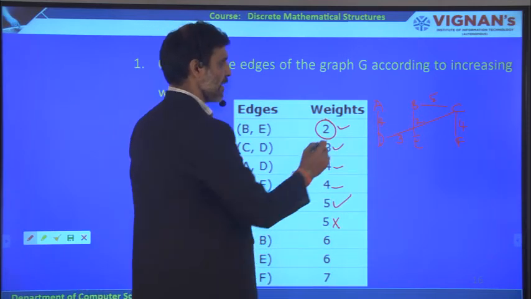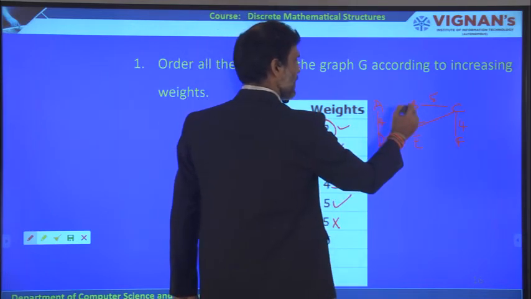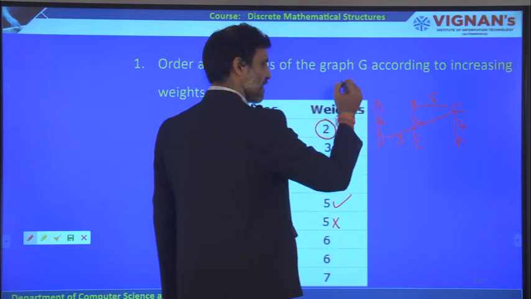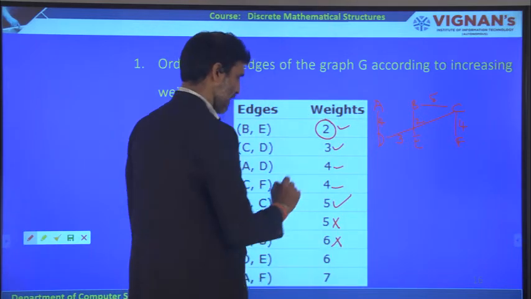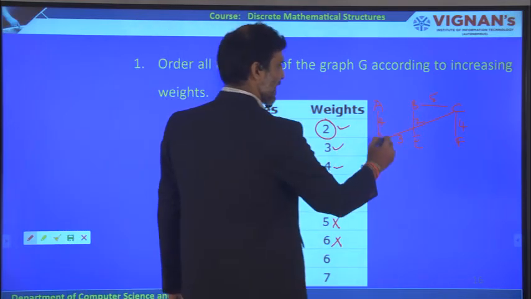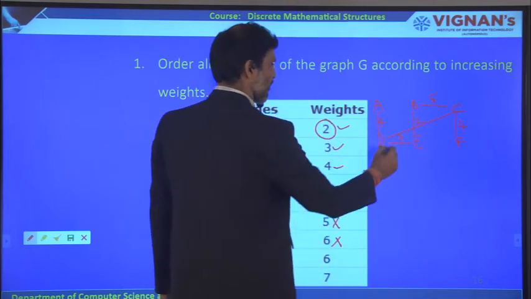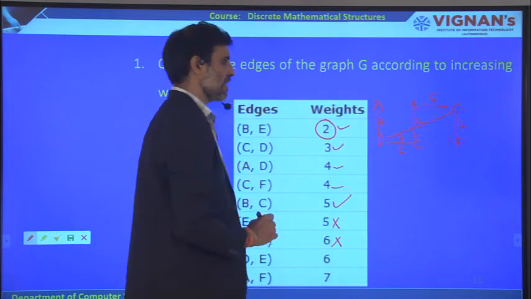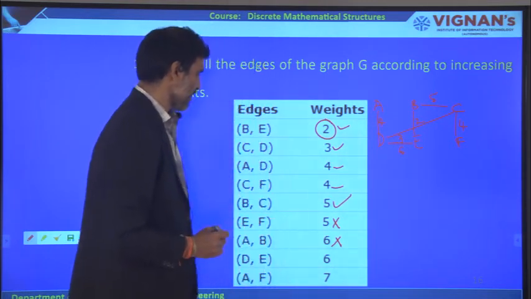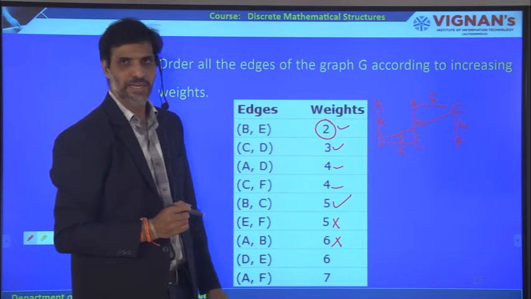AB. Now let us take AB. If you take AB here, what will happen here? Now A to B there is a path, B to C there is a path, and C to D there is a path, D to A there is a path. So you cannot take AB also. It forms a cycle. Similarly, what is DE? If you take DE with a weight of 6, you check whether it forms a cycle or not. It is not forming a cycle. So therefore we can take DE.